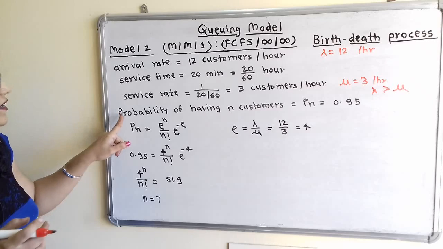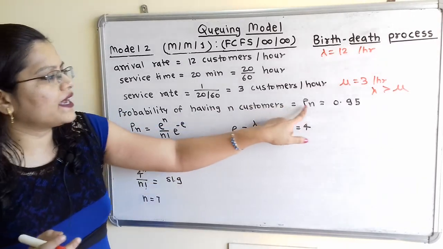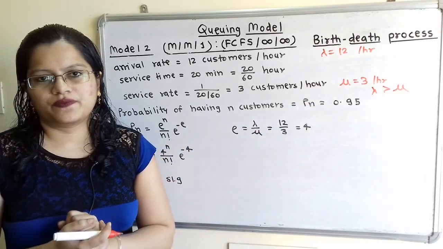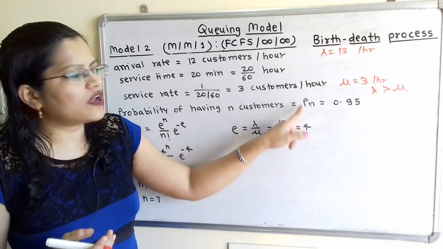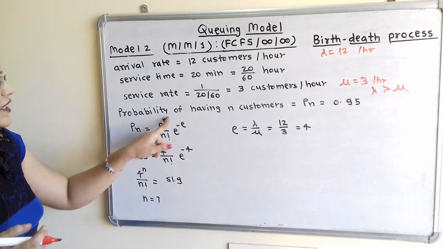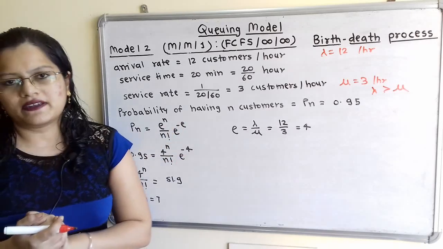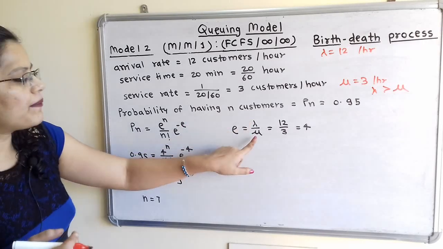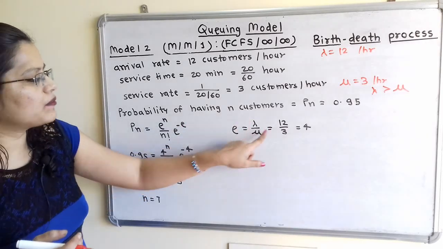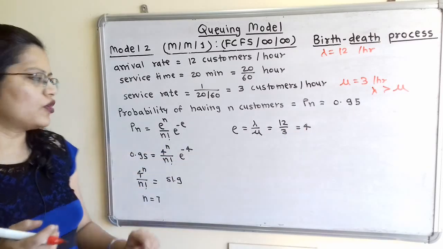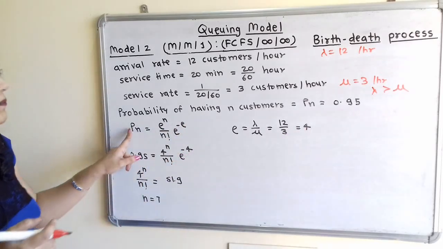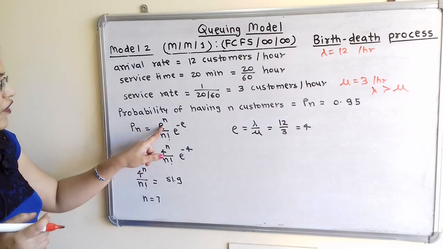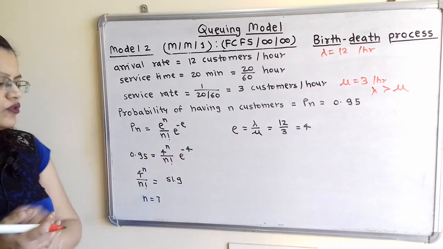It is also given that the probability of having n customers, Pn, is equal to 0.95, and we have to find the value of n. For model 2, the formula for Pn is rho raised to n by n factorial times e raised to minus rho. Here rho is lambda by mu, the utility factor, which is 12 by 3, equal to 4. So instead of rho we put 4, and Pn is 0.95. So 0.95 is equal to 4 raised to n by n factorial times e raised to minus 4.